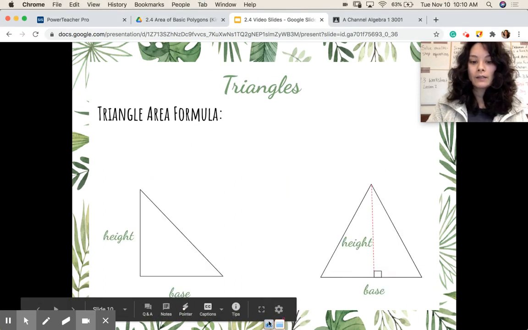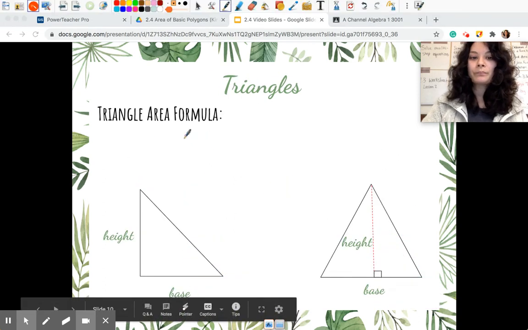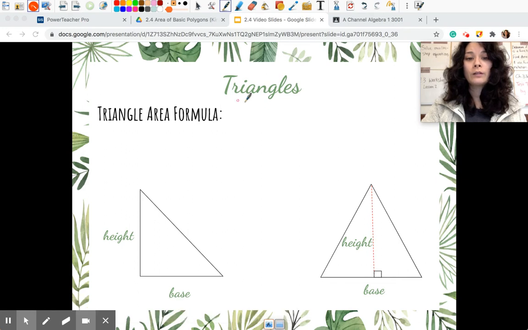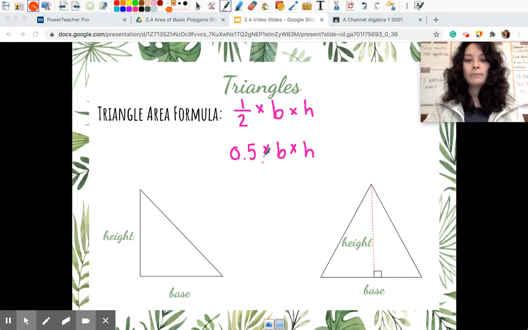So let's take a look at another shape, triangle. The formula for a triangle is going to be the following: 1/2 times base times height. If you're using a calculator, it might be helpful to rewrite that fraction as a decimal. So 1/2 as a decimal is 0.5 times base times height. It's just a little easier to type into a calculator, I think.